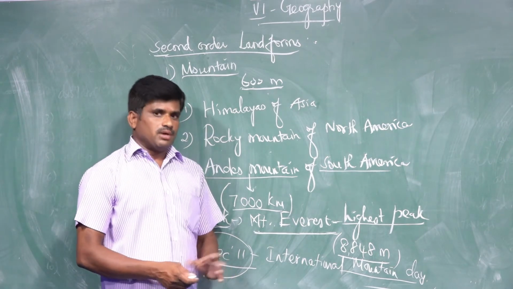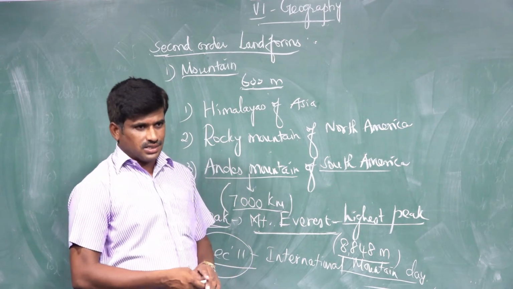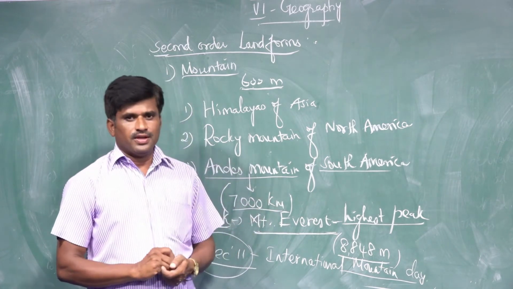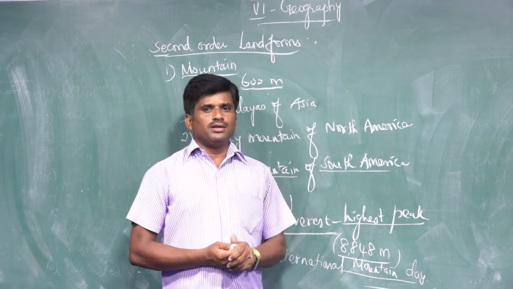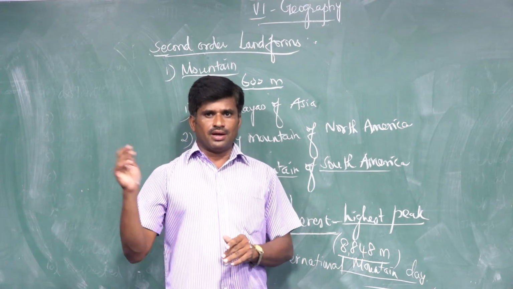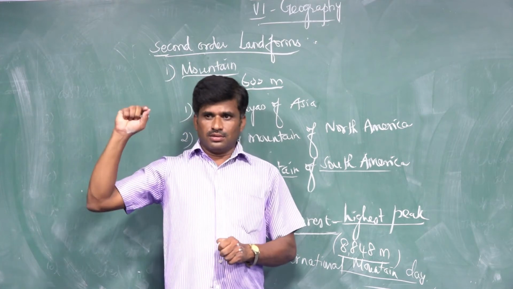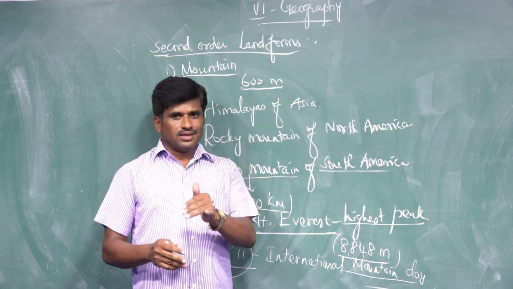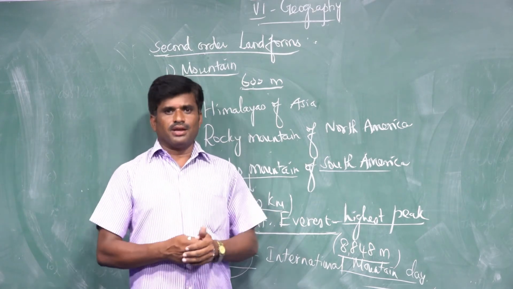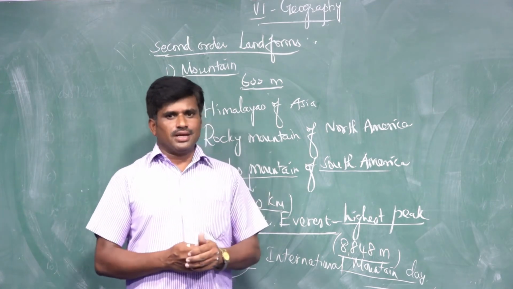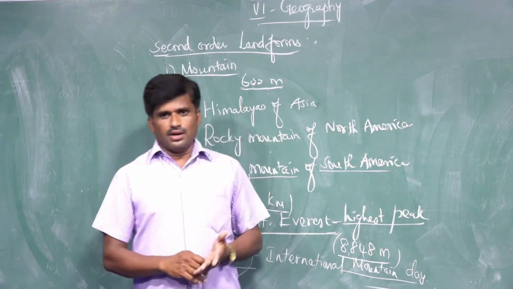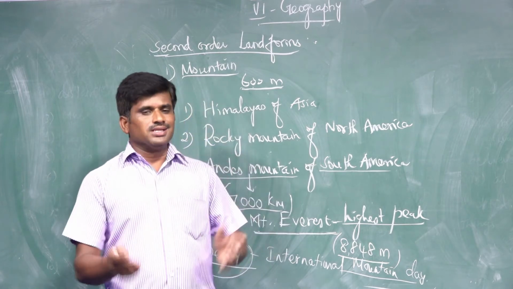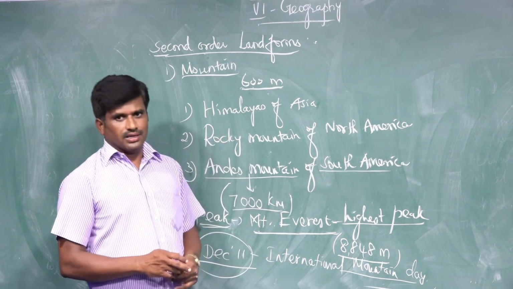We also have some mountains here. For example, Udagamandalam, which we call Ooty, and Kodaikanal. In our surroundings, we have Yercaud and Yelagiri. Some hill stations are found in Tamil Nadu, our state. What are they? Udagamandalam, Kodaikanal, Yercaud and Yelagiri. These are the hill stations found in Tamil Nadu.